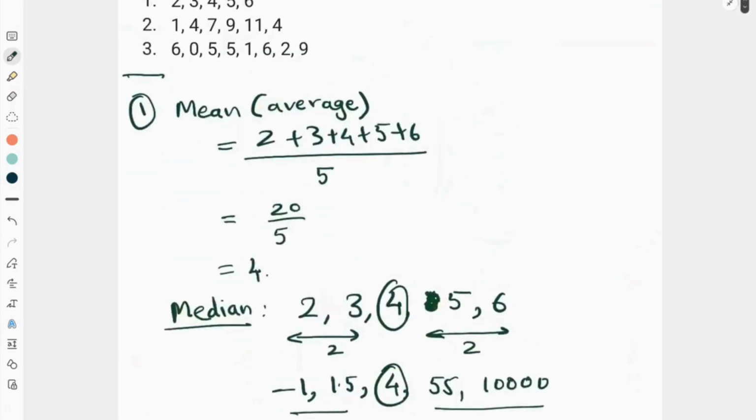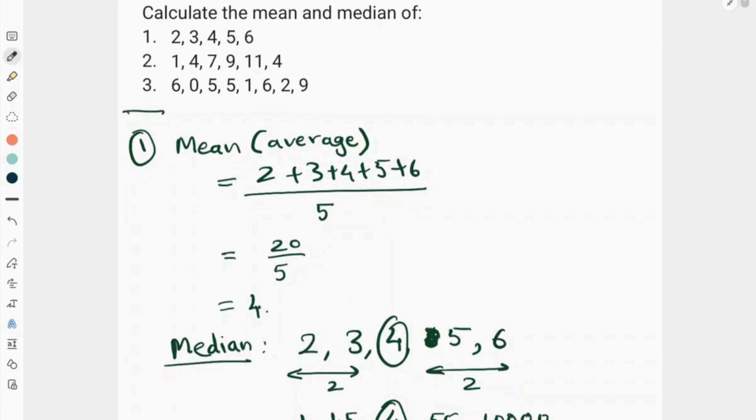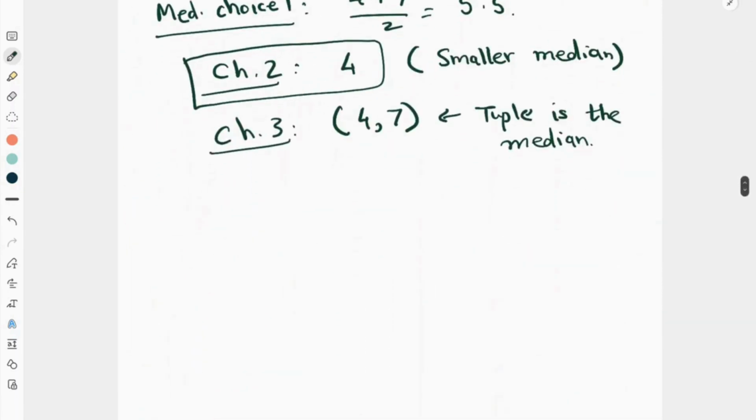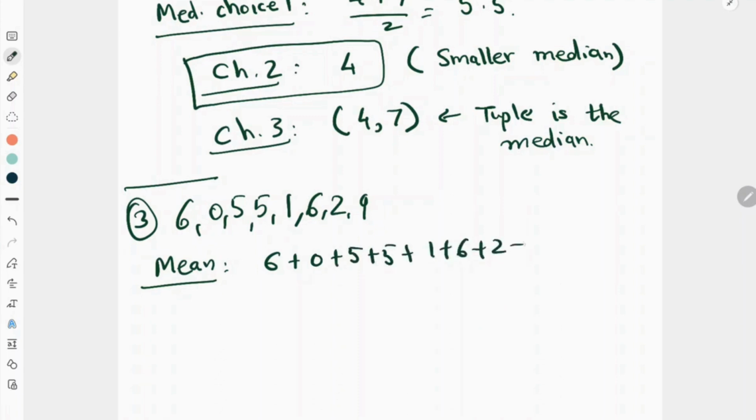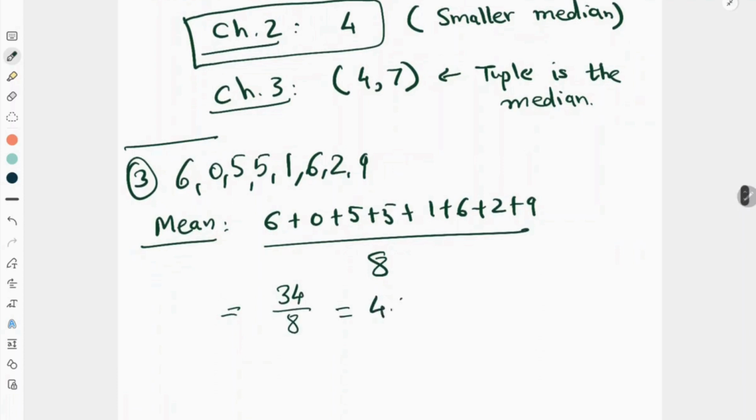Okay, let's look at the third one now. The numbers are 6, 0, 5, 5, 1, 6, 2, 9. Let's calculate the mean: 6 plus 0 plus 5 plus 5 plus 1 plus 6 plus 2 plus 9, divided by 8. 6 plus 5 is 11, plus 5 is 16, plus 1 is 17, 23, 25, 34, so 34 divided by 8, which is 4.25.